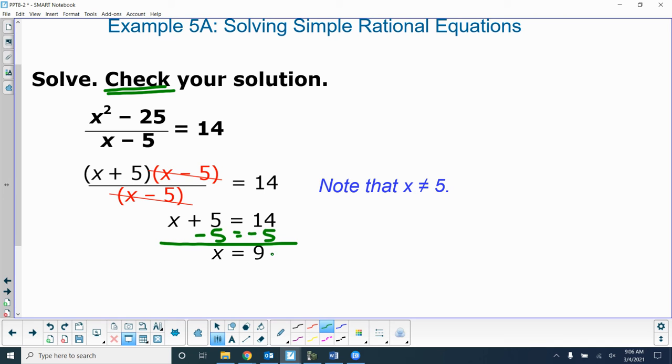By check, they want you to substitute into the original problem. And just check the denominator. What's 9 minus 5? 4. Is it okay to have a 4 in the denominator? Yeah. What is not allowed to have in the denominator? 0. Sometimes when you get this answer and you plug it in the original, you get 0 in there. Then you're going to say, no solution. That's not a good solution that you got.